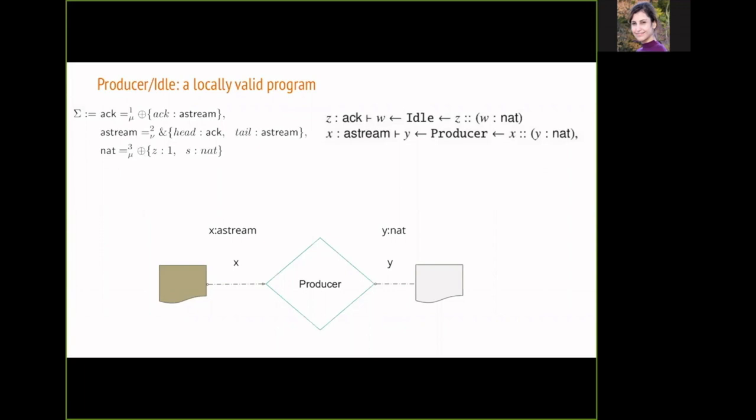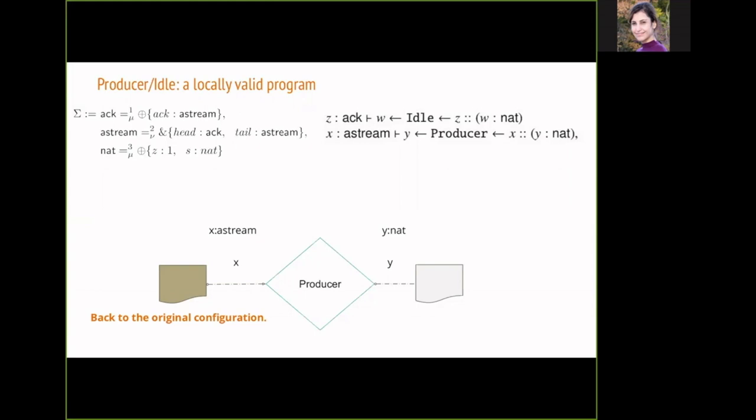So we have this process producer with two external channels, X and Y. Producer first sends an A stream unfolding message along channel X, and then requests for the head from the process that offers along channel X. After that, it goes into a new state, which we call idle, and it waits for an acknowledgement along channel X. When it receives the acknowledgement, it sends a successor as a natural number along channel Y, and it goes back to the original configuration.